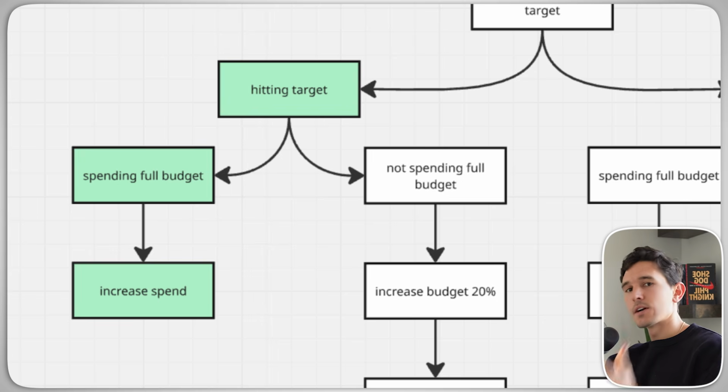The easiest part of this entire Seesaw method happens when you're hitting your target and you're spending your budget in full. This is the case that we want all things to get to. We want to hit our target and we want to spend our budget. And once we're doing that, all we do is increase spend. We literally increase spend by increments of 10 all the way to 50% depending on how much you're spending.